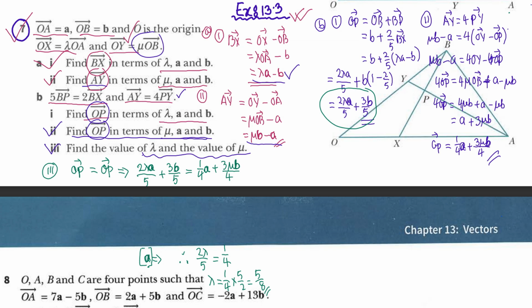Another one is mu. By equating the coefficient of B from both sides of the vector equation I wrote here, on the left we can write 3 by 5, and on the right side the coefficient of B is 3 mu by 4. So we can cancel the 3 and 3, so mu we can write as 4 by 5, and this is our other constant mu.